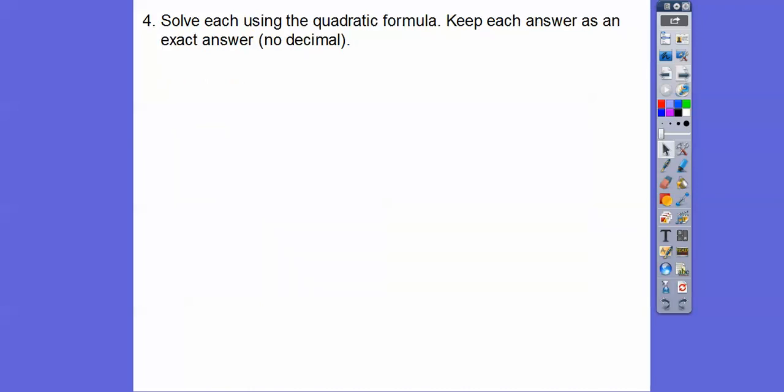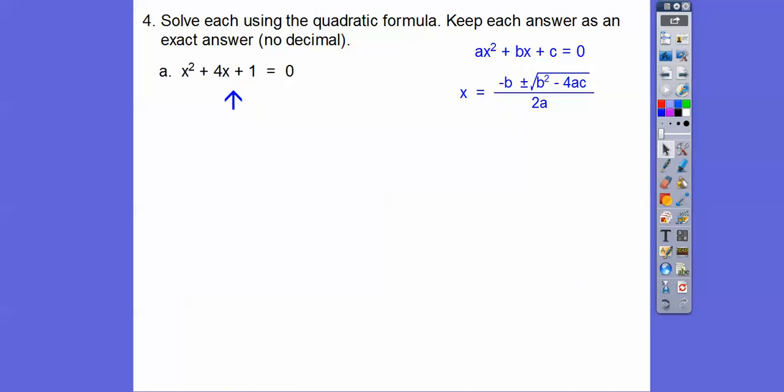Okay, so now we're going to solve using the quadratic formula. So keep each answer as an exact answer, okay? No decimals, okay? So the quadratic formula is this, and it has to equal 0, okay? So what we do is we do the opposite of this number. So over here is going to be -4 plus or minus the square root of 4 squared, minus 4 times this number, which is 1, times this number, which is 1, all over 2 times a, which is that number right there. So there it is right there.